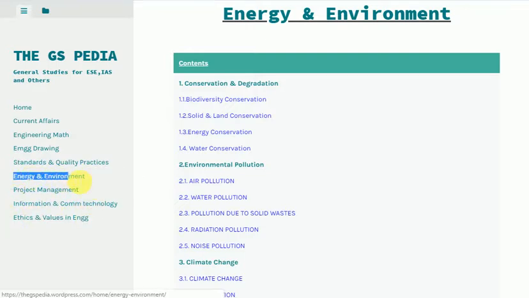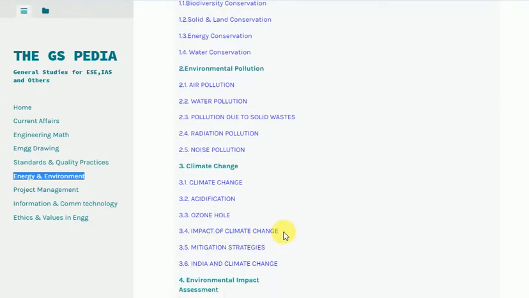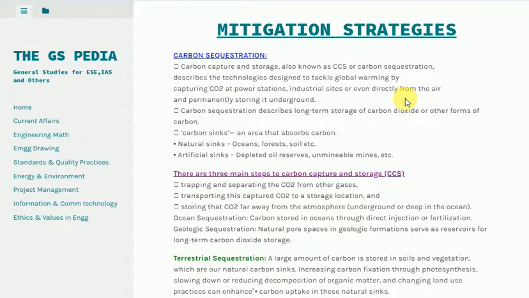In this video we discuss a subtopic of energy and environment, which is mitigation strategies. It comes under climate change. Mitigation strategies: carbon sequestration.